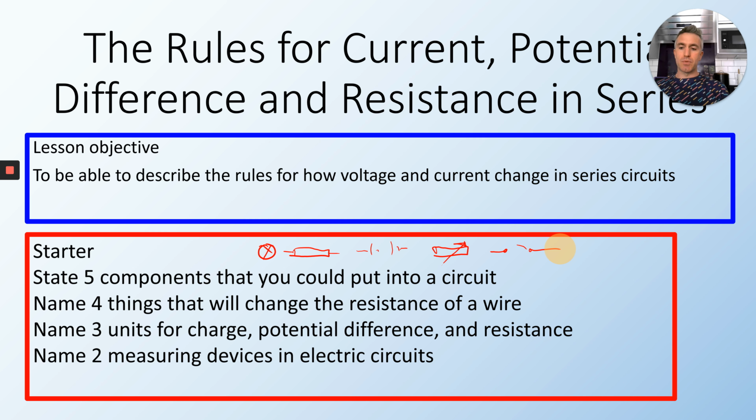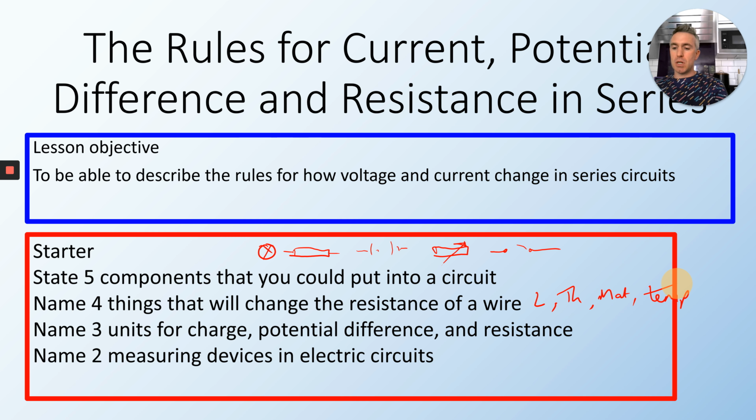4 things that change the resistance of a wire. The resistance of a wire can be changed by changing the length, changing the thickness, changing the material, and changing the temperature.